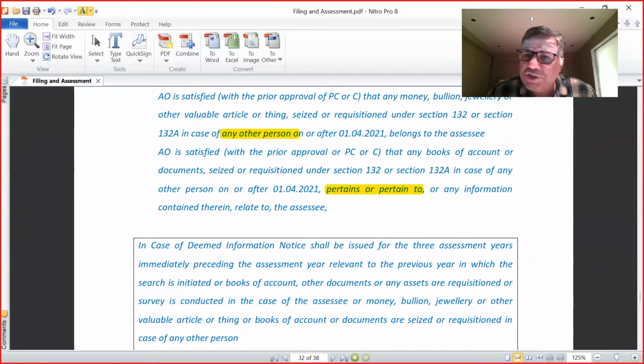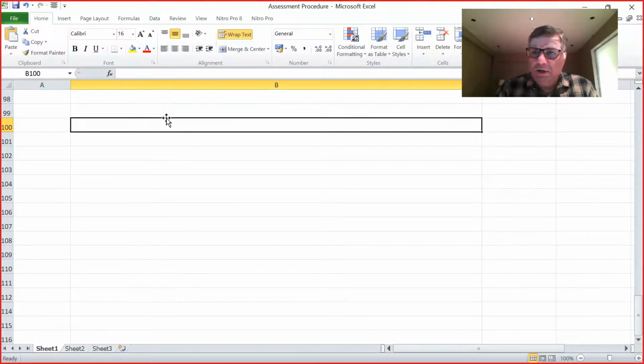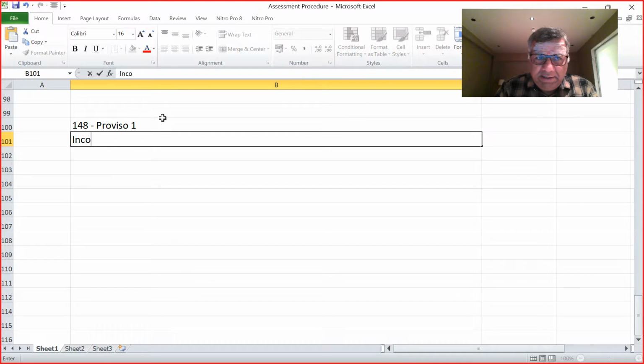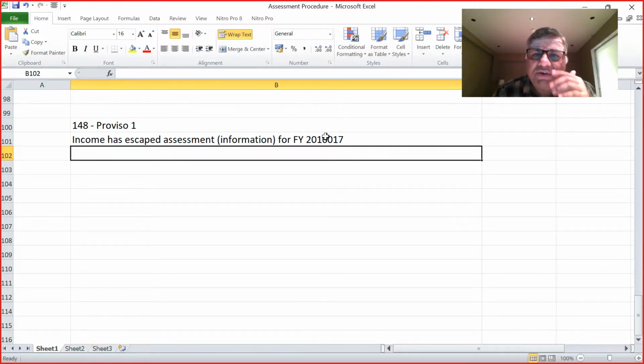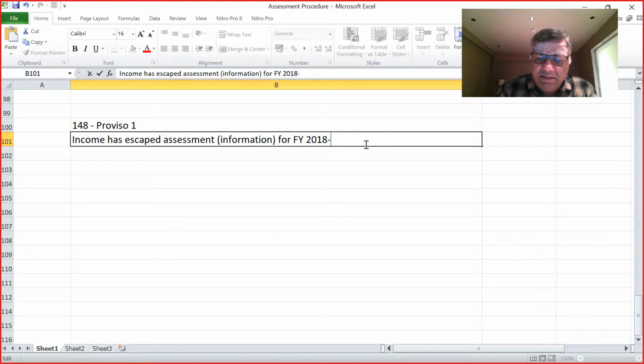Yesterday in the class, I was telling you something. Okay, I will go a little slow and explain. 148A Proviso 1. I find that income has escaped assessment for financial year 18-19. 148 Proviso 1. Income has escaped assessment, through information I will get it, for financial year 2016-17, for financial year 1819.